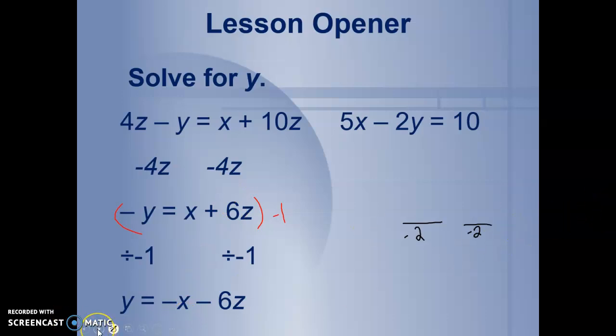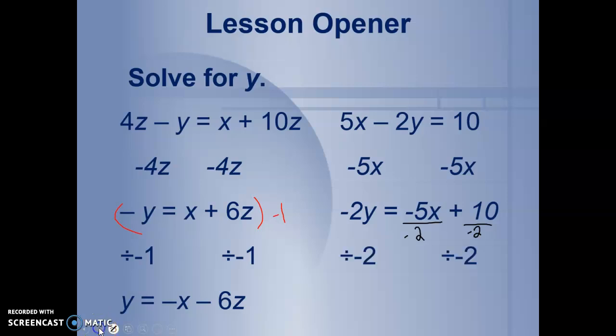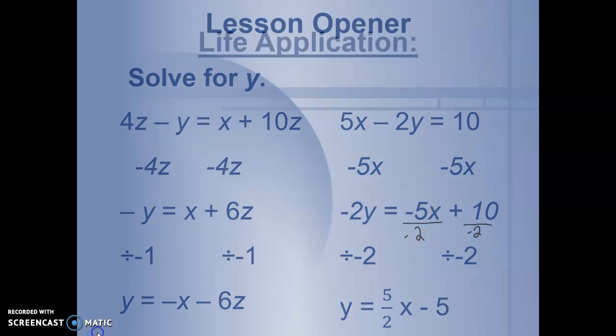All right, on the right-hand side, we want to subtract 5x. We get negative 2y equals negative 5x plus 10. We can go ahead and divide everything by negative 2. And when we do that, we get y equals positive 5 halves x minus 5. Negative 5 divided by negative 2 is positive 5 over 2. And 10 divided by negative 2 is negative 5.